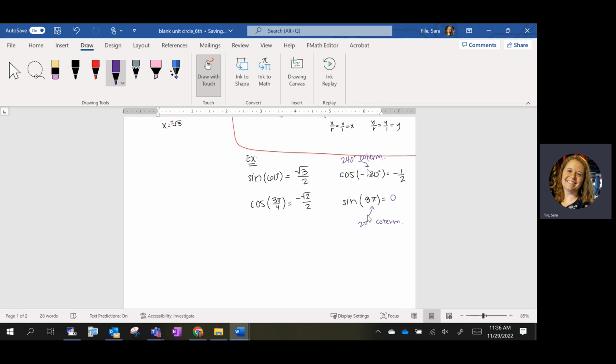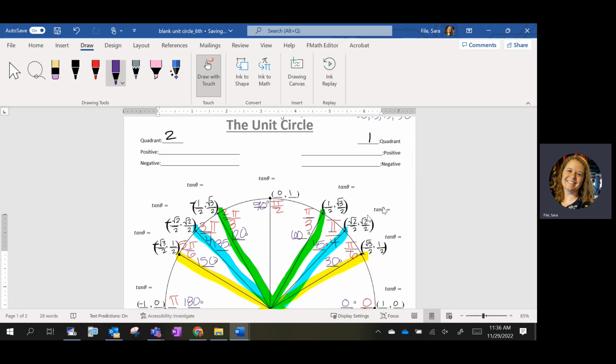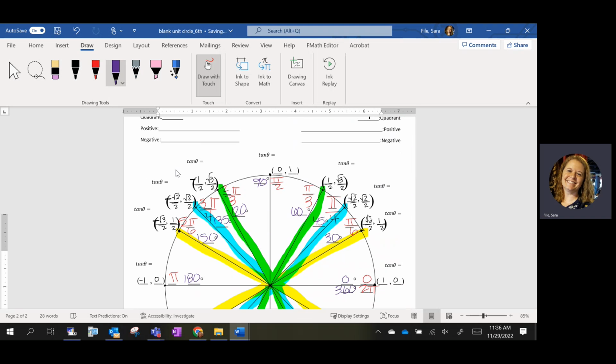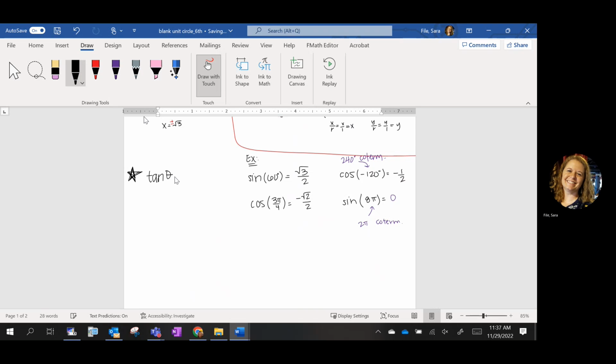Okay. So now that you understand that x is cosine and y is sine, we need to figure out what tangent is to fill in these tangent values. Okay, so you may or may not remember way back when we started reviewing our trig. So I do want you to write this down. This is another one on the back I would star. We said that tangent is sine divided by cosine. Anybody remember that?